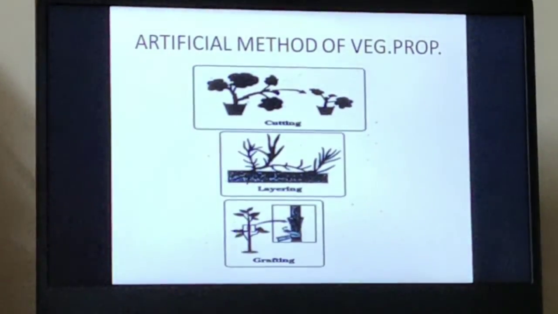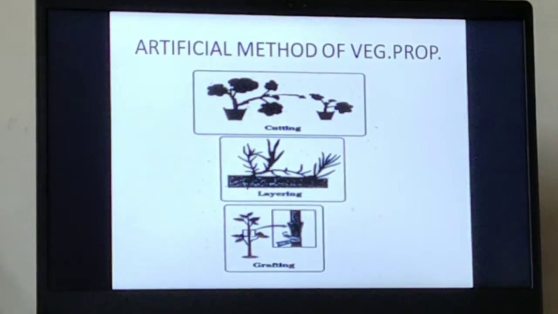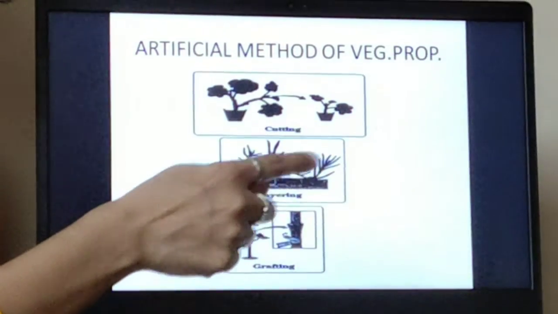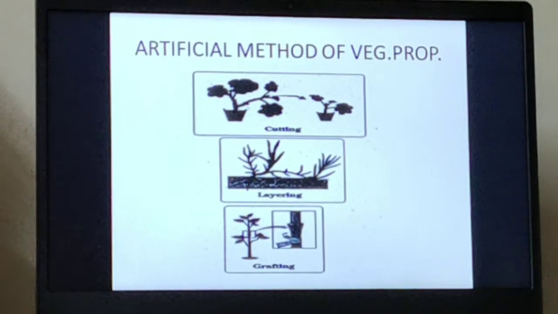The next method is layering. Here cutting is not there. What happens? We just take a stem and bend it and grow it into the soil. You can see here. Then it gives rise to a new plant. This is known as the ground layering method.